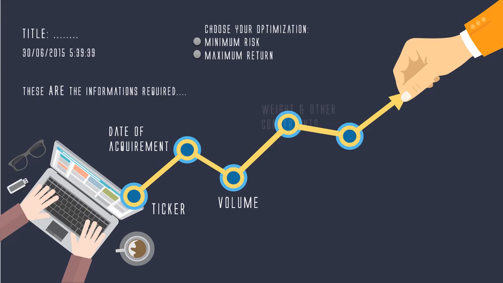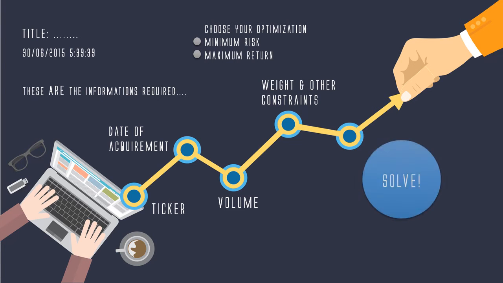Now, let's get into the interesting part. You can input how much weight of each stock that you want and also input other constraints such as your budget. Depending on your optimization, you can choose whether to minimize or maximize your expected return or risk. At last, click Solve and you will have your solution.